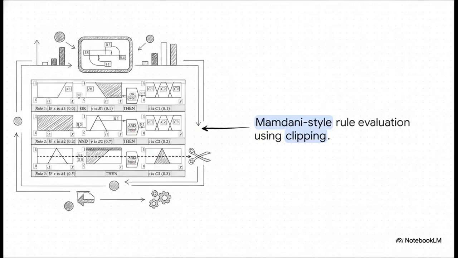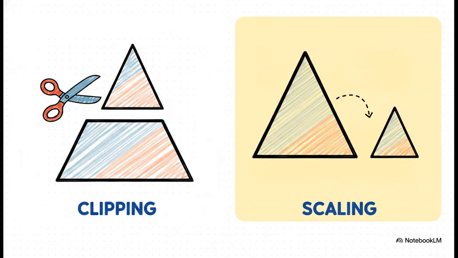Now, focus on how the input interacts with those if antecedents in Step 2. That truth value literally slices the then consequent. This is known as clipping, or, if you want the technical term, max-min composition. We essentially shear the top right off the curve, leaving us with a flat-topped shaded area. But clipping isn't the only way to do this. We actually have a choice between clipping and scaling.